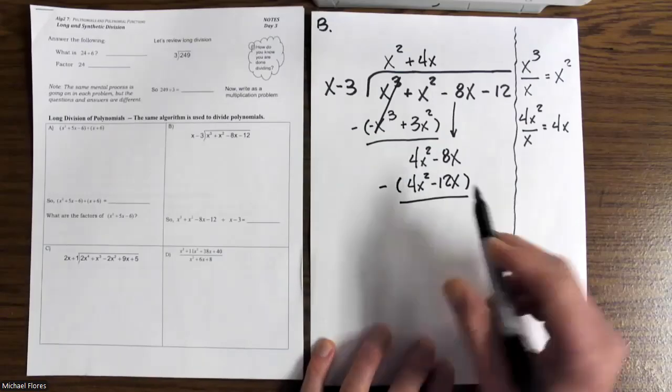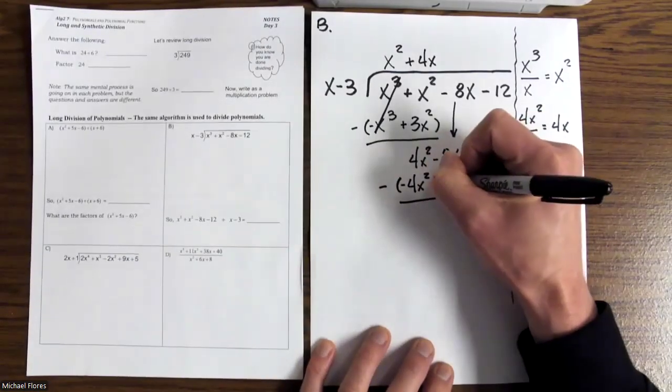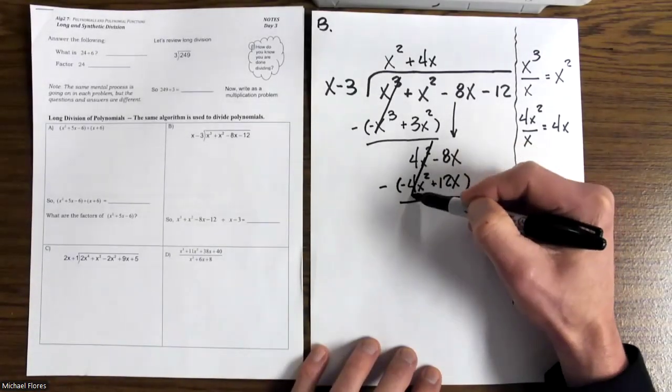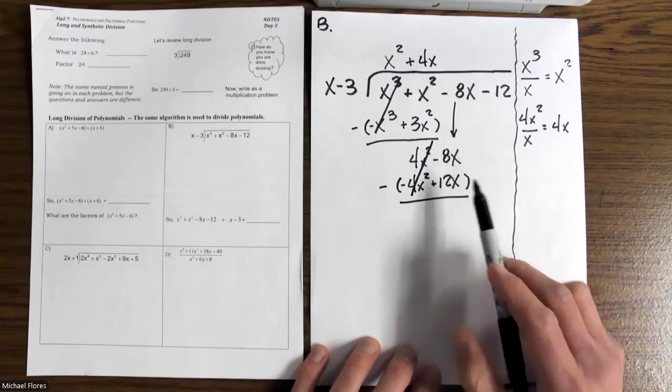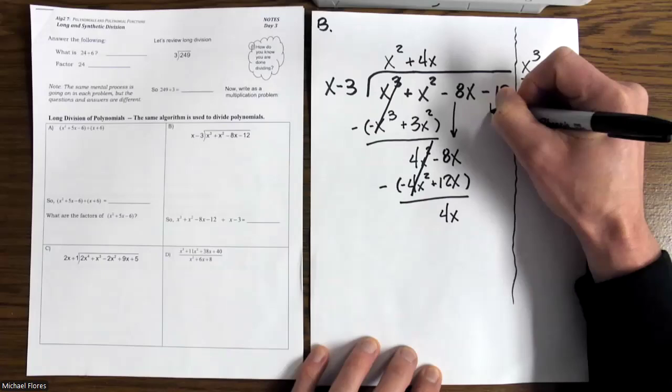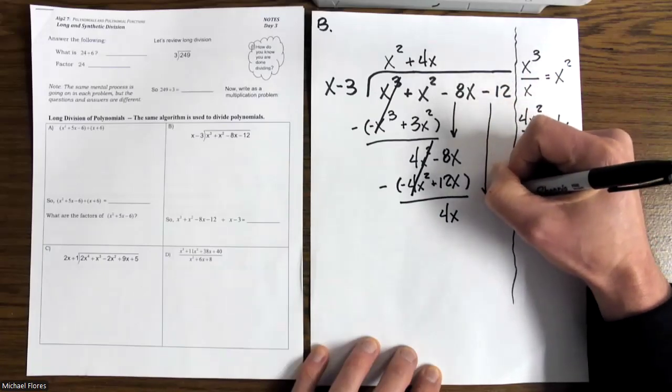And now if you distribute the negative throughout the parentheses, all the signs change. These cancel. Negative 8x plus 12x, that's 4x. And I still have something over here, so let's drop that down.